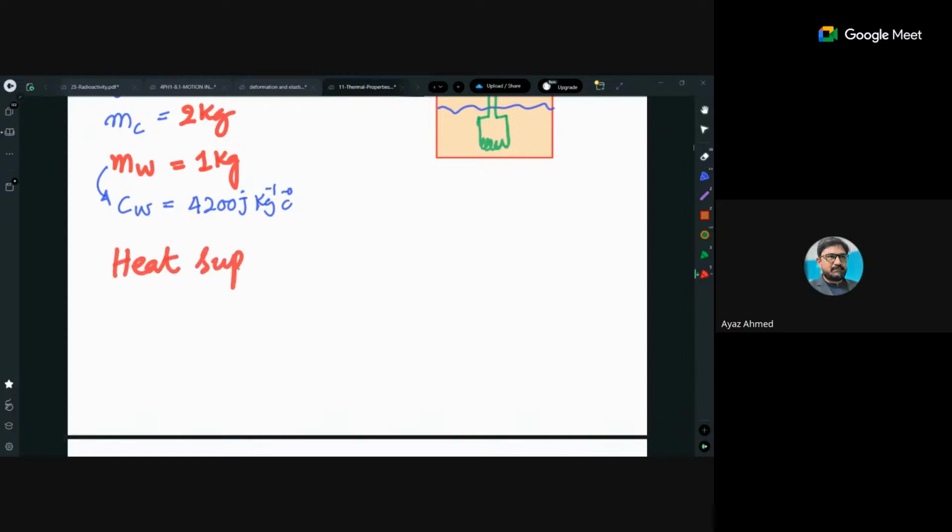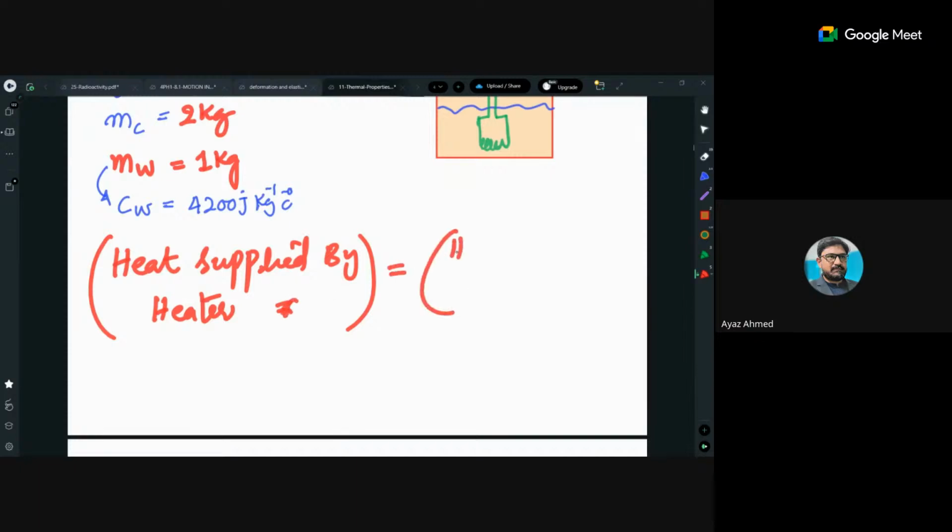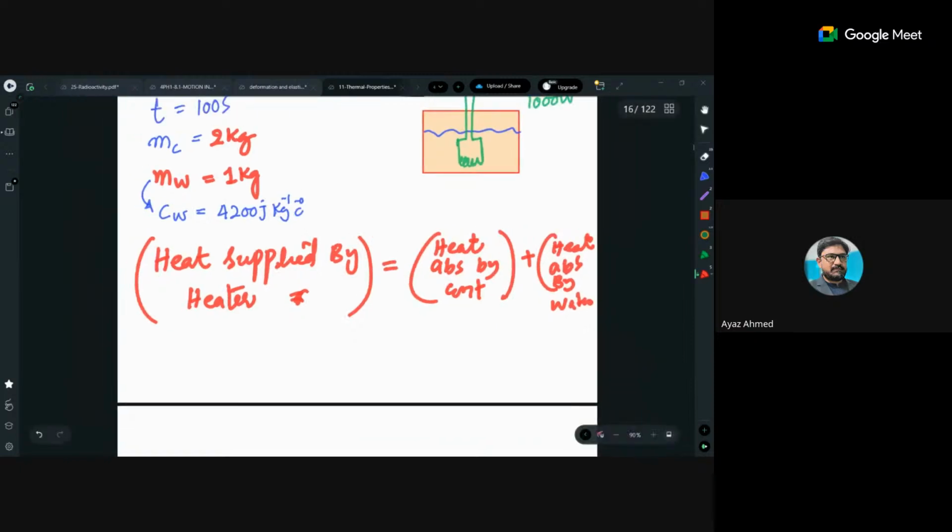So here you will write one thing: heat supplied by the heater is equal to heat absorbed by container plus heat absorbed by water. Is it clear to you?